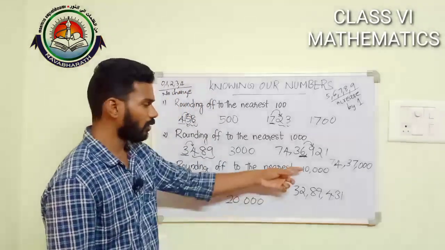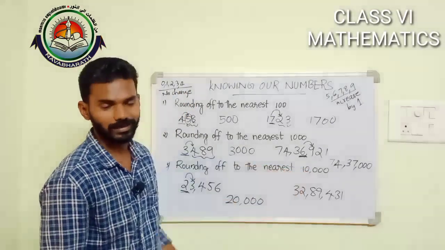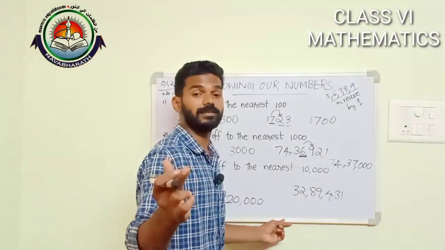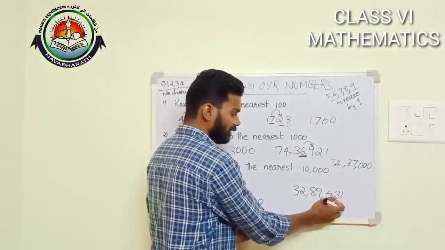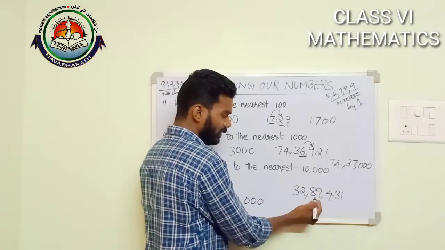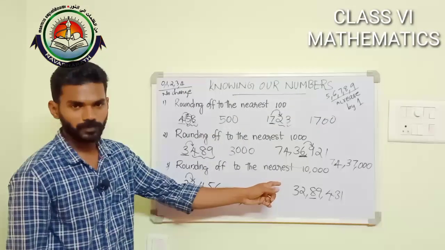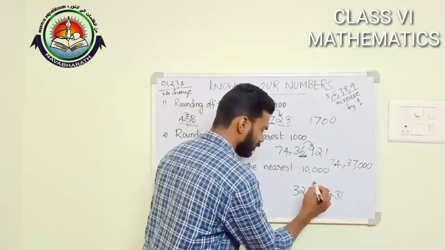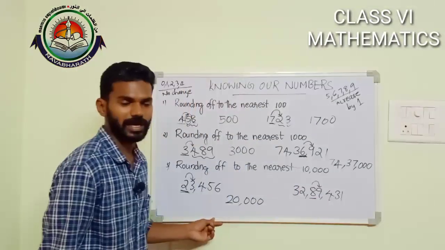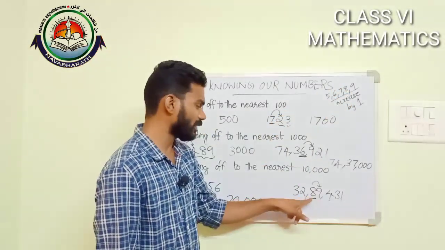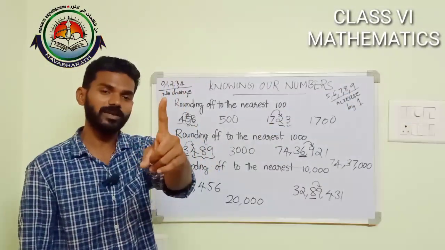32,89,431. Round off to the nearest 10,000. First of all, consider the digit at the 10,000s place. Ones, tens, 100, 1000. Here comes the 10,000s place. 8. Consider the digit next to it. It is 9. 9 belongs to this group. So this 8 is to be increased by 1.